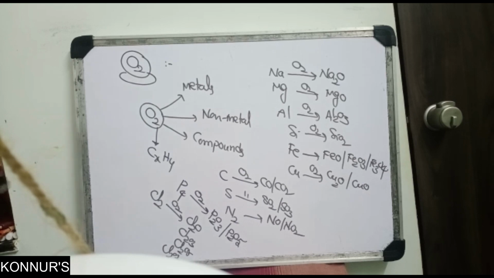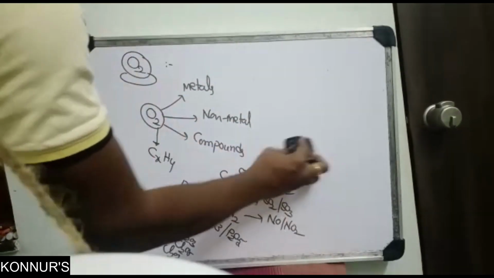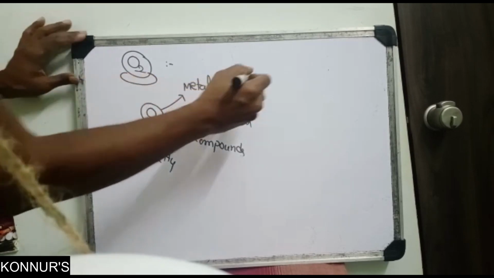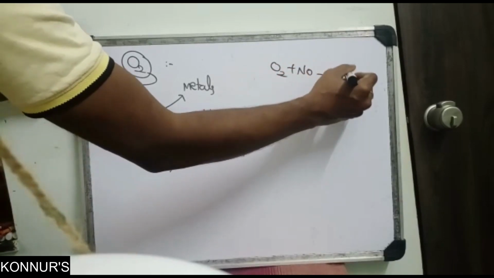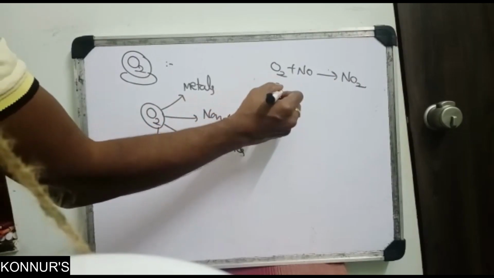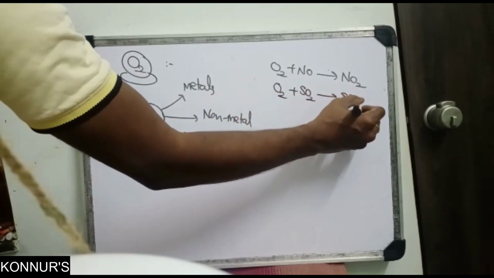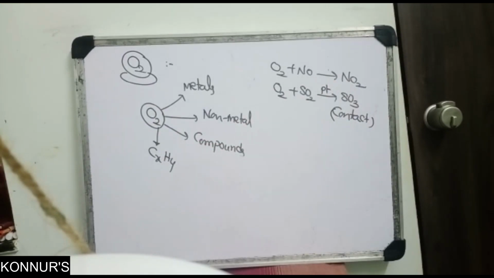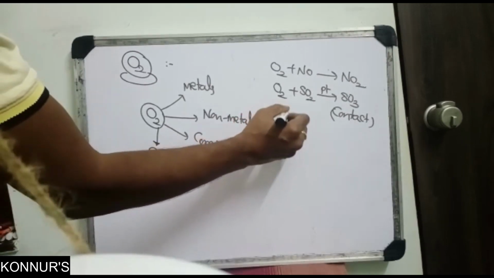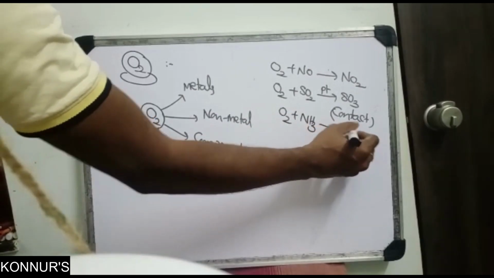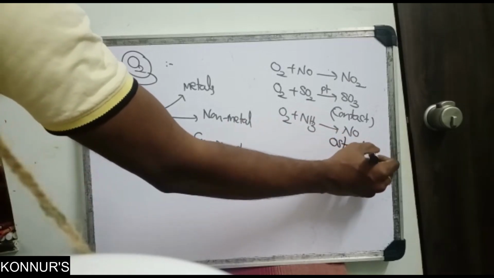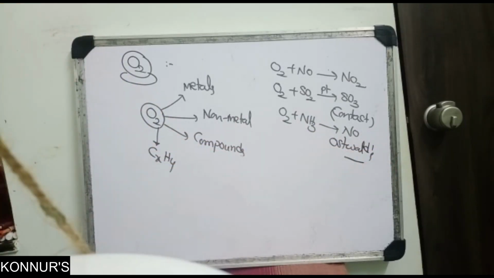Next, reaction with compounds. Oxygen reacts with NO, and you get NO2. Next, oxygen reacts with SO2, and you get SO3. This is what we use in the contact process, with platinum or nickel. Next, oxygen reacts with ammonia, and you get NO, for the preparation of HNO3. So that is Ostwald's process.